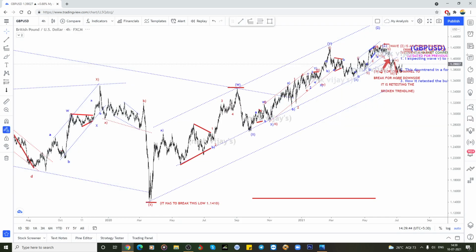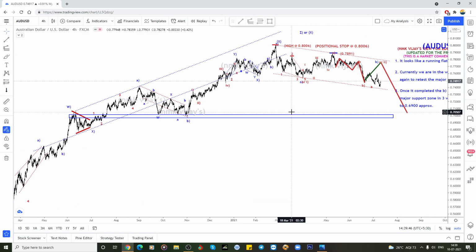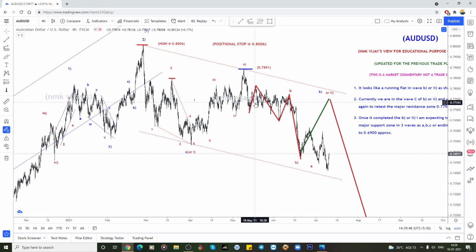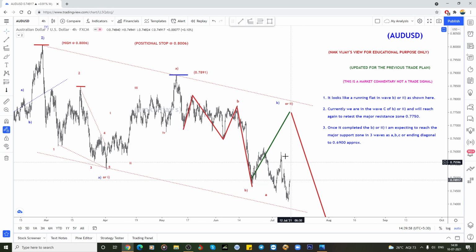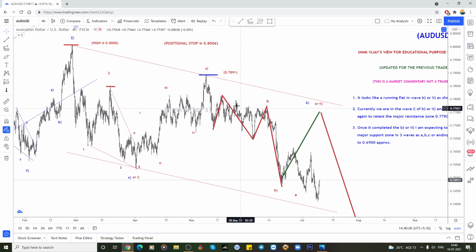So the next is Australian dollar. See here what I expected: from here it should go to here, and then it will come down. But what it did, it has already broken. So what I expected was the same as the previous week also. So this may be the end of the B, or this could be an A also. And if it is an A, I look for A, B, C. But again it broke this low.